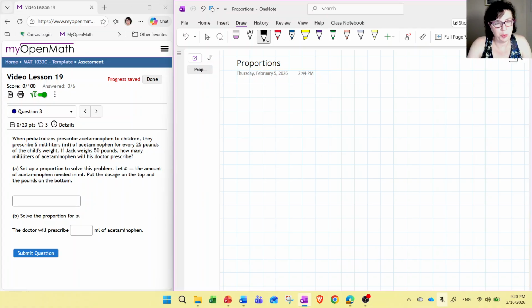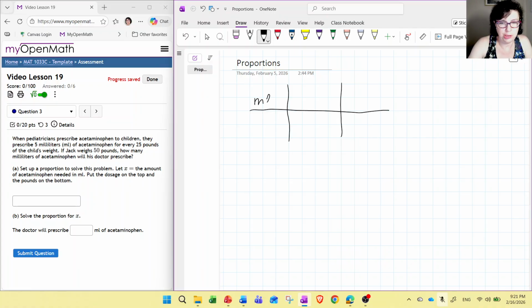When pediatricians prescribe acetaminophen to children, they prescribe 5 milliliters of acetaminophen for every 25 pounds of the child's weight. Immediately from that one sentence, let's make a table. First, we know that there are milliliters and there are pounds. And it says 5 milliliters, 25 pounds. We already filled this up.